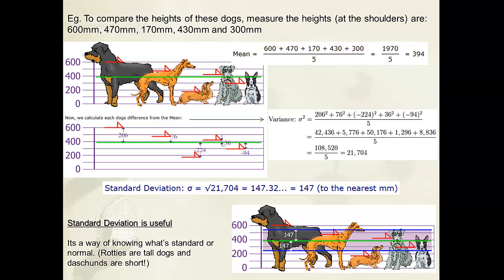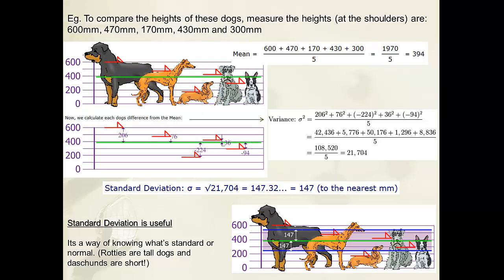Now, let's look at a practical example. So let's say we're measuring the heights of an array of different dogs. We've got some different breeds of dog here. We're going to measure those to the shoulder. So you can see over on the left, we've got quite a large dog sitting on 600 millimeters high, and we've got quite a short dog there as well. So the shortest dog, I believe, is 170 millimeters.